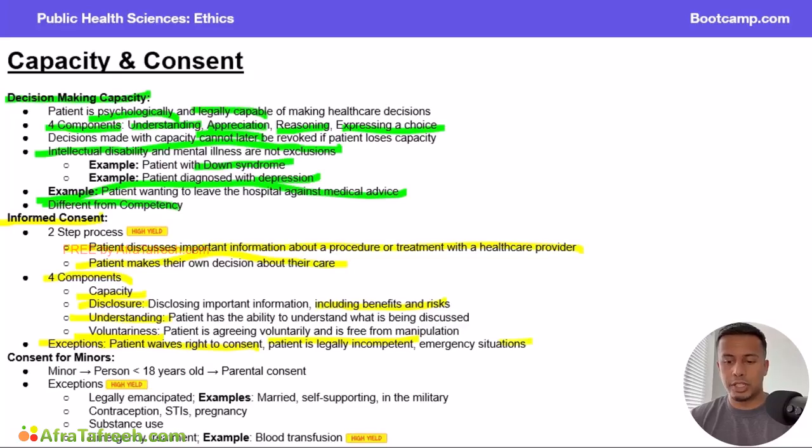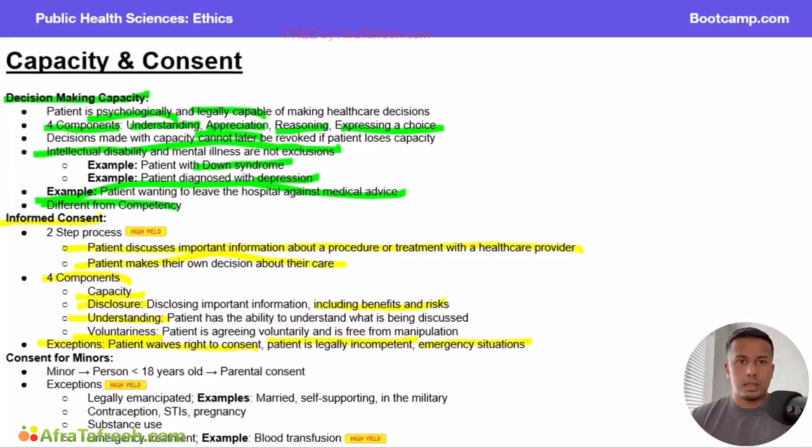And in emergency situations, that example that we talked about in the last video, if you remember, if a patient is critically ill, they need to be intubated. Obviously, that is an emergency situation. We cannot get informed consent in that scenario. And we'll actually talk a little bit more about what you would do in that case in one of the upcoming videos. The last thing that we need to talk about is consent for minors.